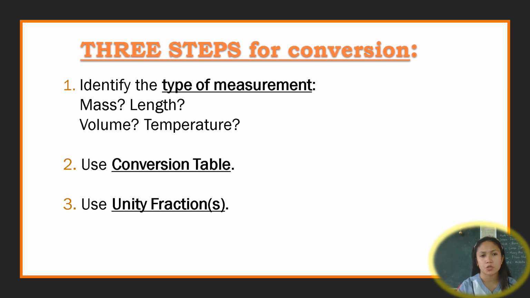There are 3 steps for conversion. First, you identify the type of measurement. This is very important. You have to identify if that unit is for mass, length, volume, or temperature. This makes it easier to determine the conversion factor that we are going to use. Then after identifying, we will use the conversion table, which I will present in the next slides, where you can see the conversion factors. And after that, we will use the unity fractions.